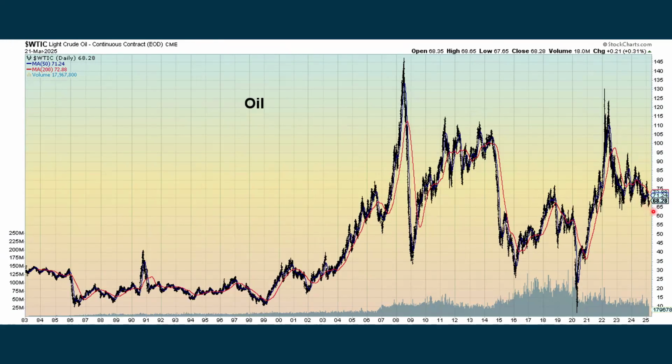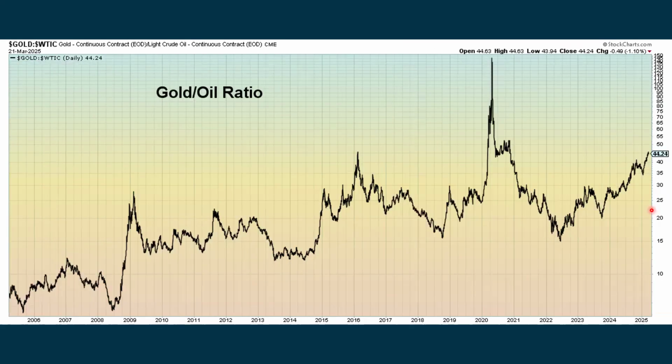Oil, which is actually going down right now, we got back up into the 70s recently, and that was mainly for geopolitical reasons, and now it's been dropping back down. And we look at a gold to oil ratio. The reason this ratio is going up is because gold's going up and oil is going down.